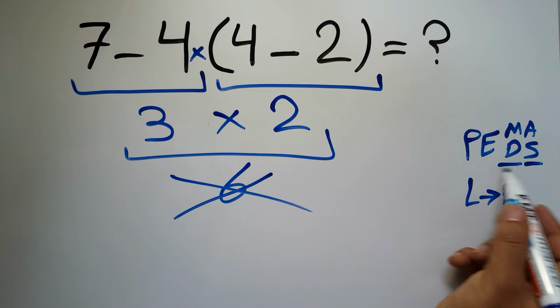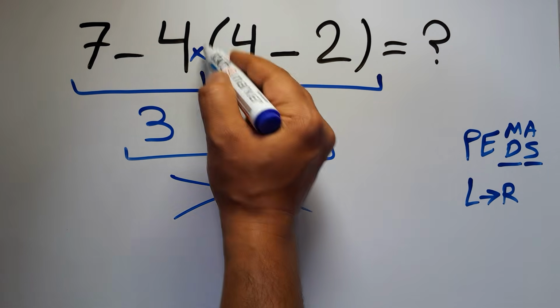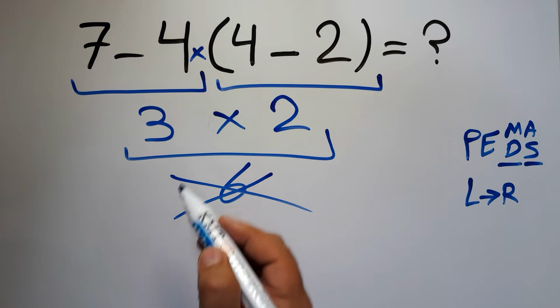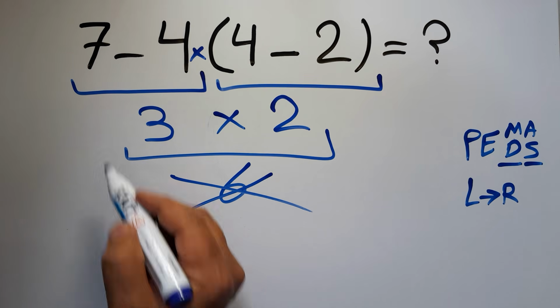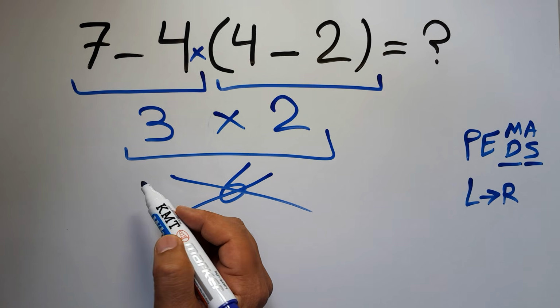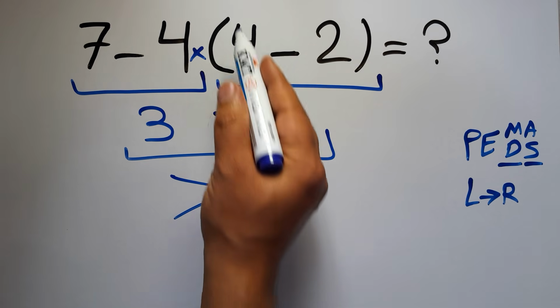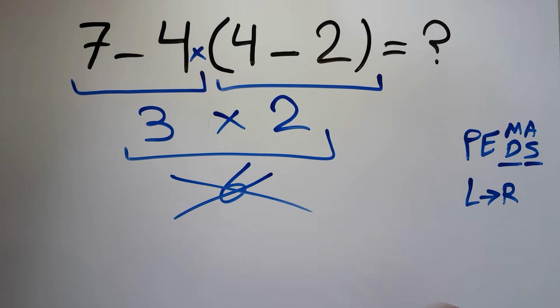Okay, so according to PEMDAS, first we have to do this parenthesis, then this multiplication, and finally this subtraction. If we do this subtraction before this multiplication or this parenthesis, it is wrong.